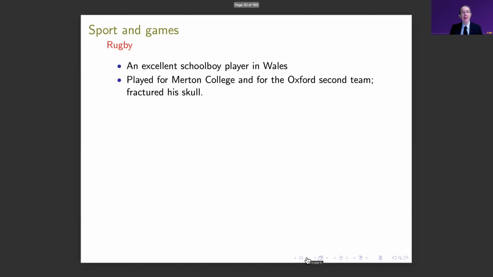But he did play for Merton College, and he did play on the Oxford second team, and he did fracture his skull. Very few of you, I've discovered, will know the name of the next person that I mention, but he played on the Merton College team with Chris Christopherson, a movie star, a country singer, and a Rhodes Scholar. You don't often hear Rhodes Scholar and country singer in the same sentence.